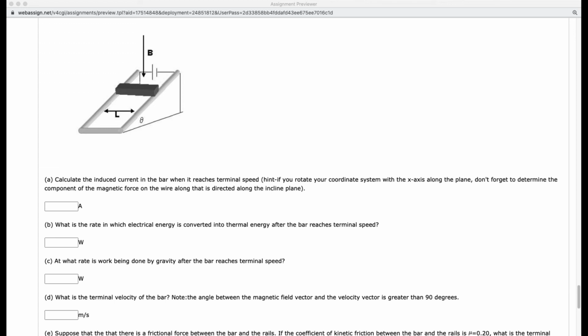If you do F equals I L cross B, that force has to be perpendicular to both the current and B. That force has to be this way. And this is an induced force, due to the motional EMF. This is L, and that's the magnetic field.